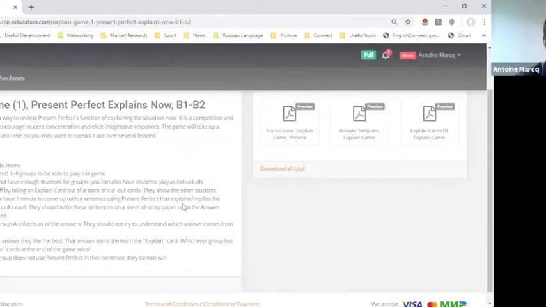Group A starts off by taking an explain card out of a stack of cutout cards. If you're online, you just type it in the chat, for example. So here are the explain cards.